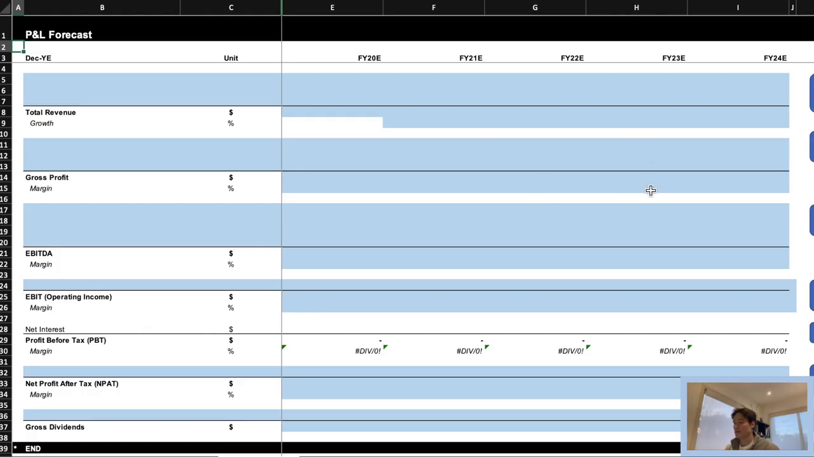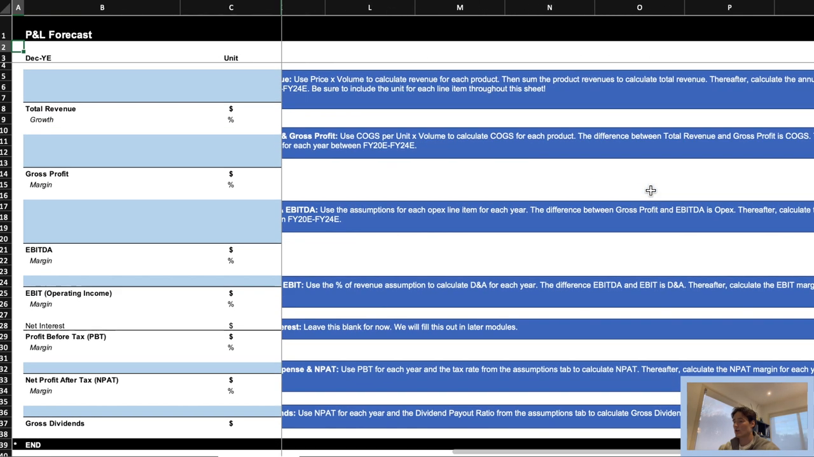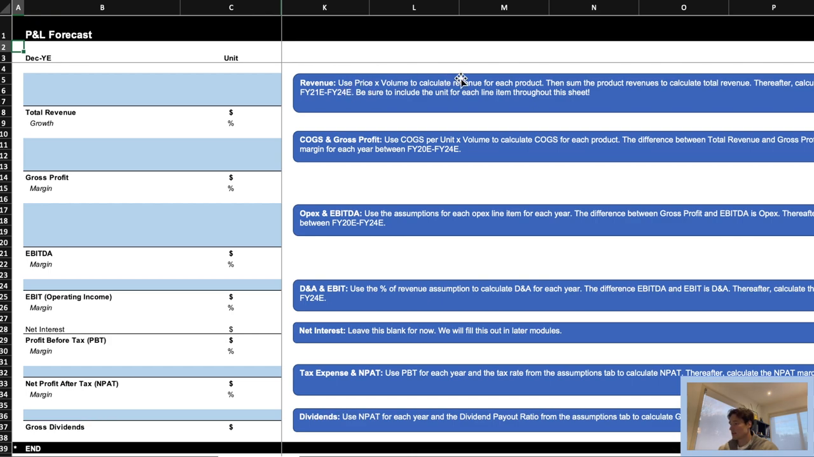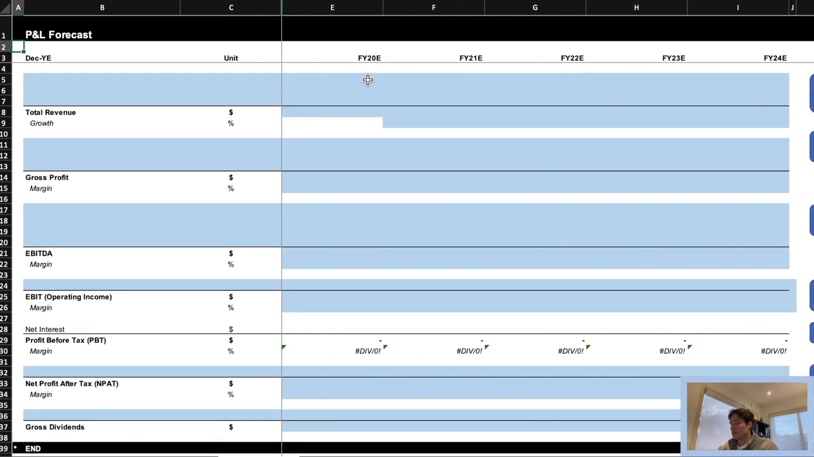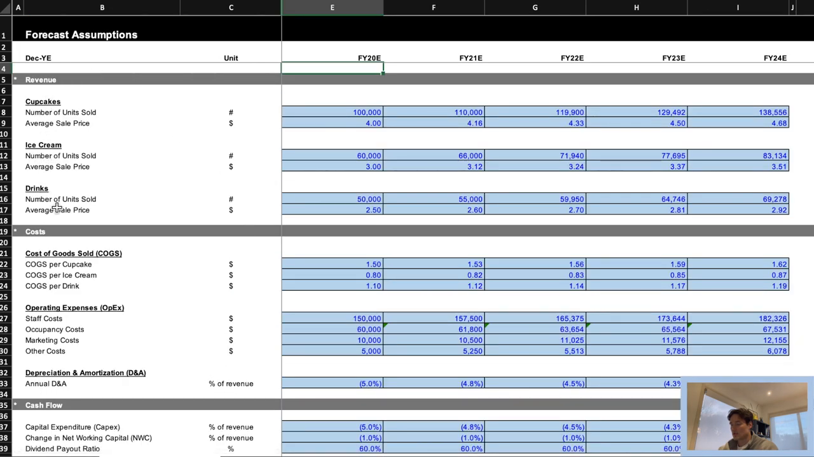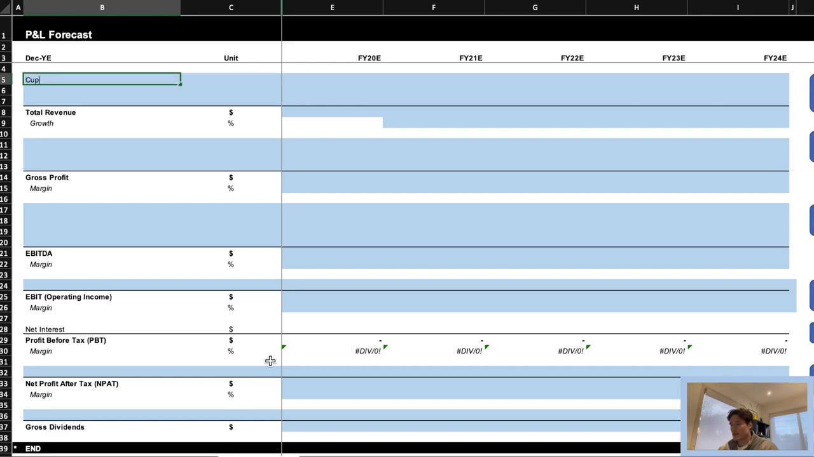So we begin on this blank sheet and we're gonna start with filling out our revenue. So here we see it's going to be price times volume for each product. And then we're going to sum the total revenue. And then we also need to figure out the growth rates. Now, in order to do this as quickly as possible, let's first go and see what our products were. We have cupcakes, ice cream, and drinks. So we're going to fill this out. For units, we have dollar amounts.